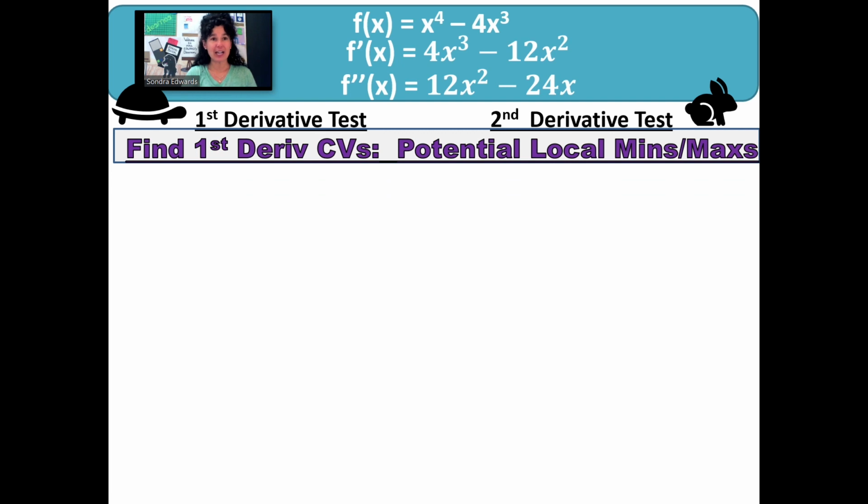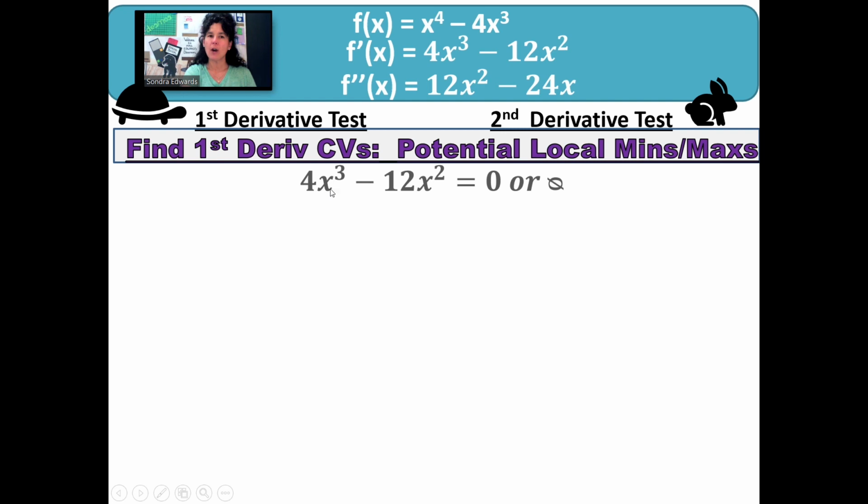Regardless of which test you use, step one is the same. We want to find the first derivative critical values, which are our potential local mins and maxes. So first derivative critical values, those are the x's that make the first derivative, in this case 4x cubed minus 12x squared, equal 0 or undefined.